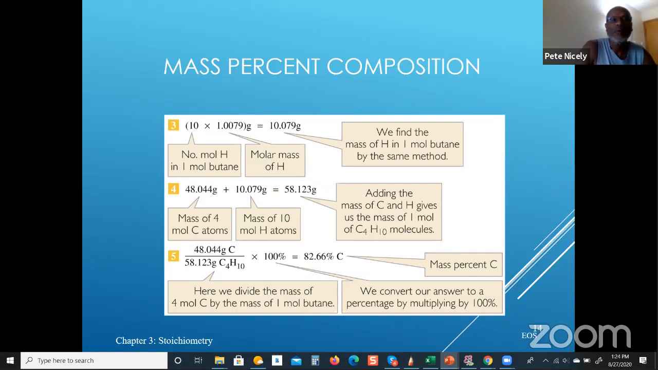All right. Any questions about this? Any questions about the mass percent composition?